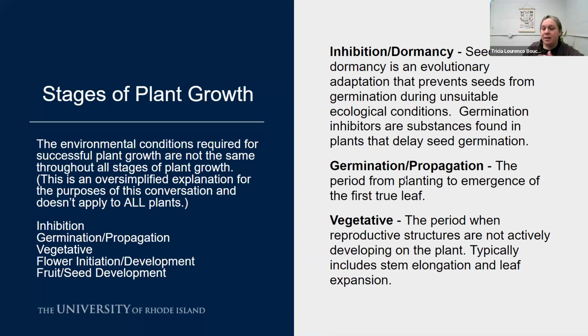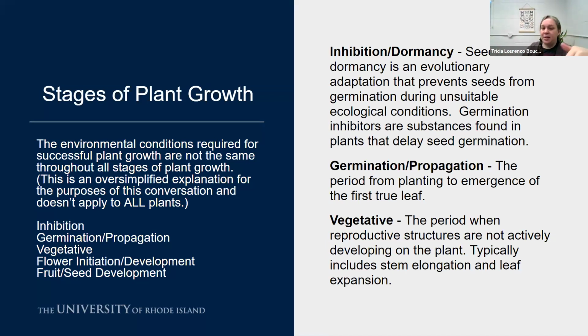The next stage is this germination propagation stage, the period from planting to emergence of the first true leaf, that first little pop. You'll see the first two cotyledons come out. They're usually kind of round and small, and they don't look like the leaves you would normally see on, say, a cucumber plant, which are kind of jagged and pointy, or whatever the plant is. So you see those cotyledons pop out, and then you'll see the next set of leaves. Those are your first true leaves. That's what they're referring to here.